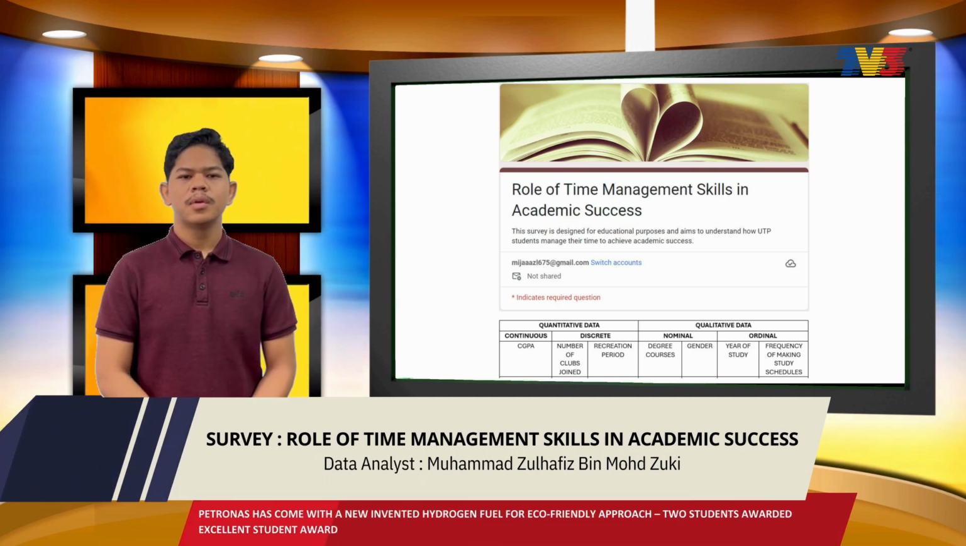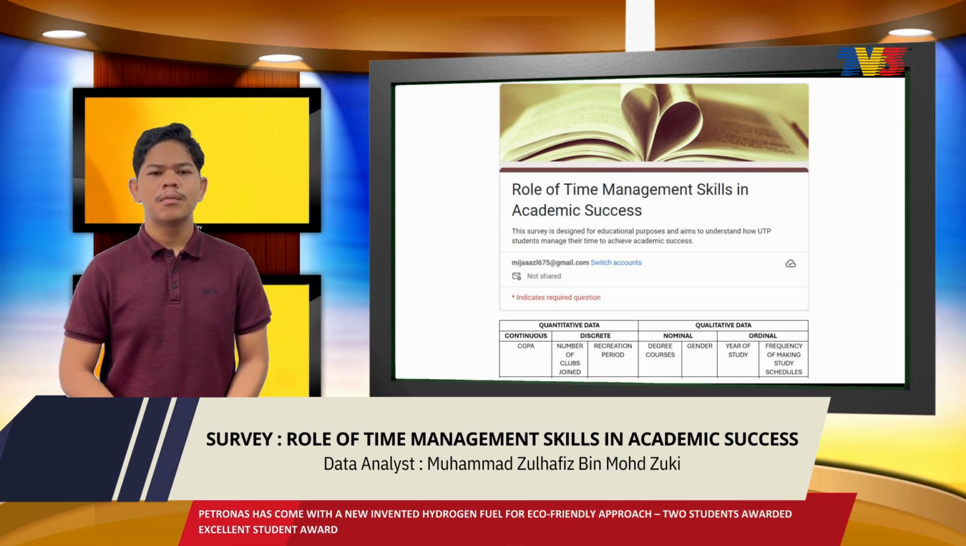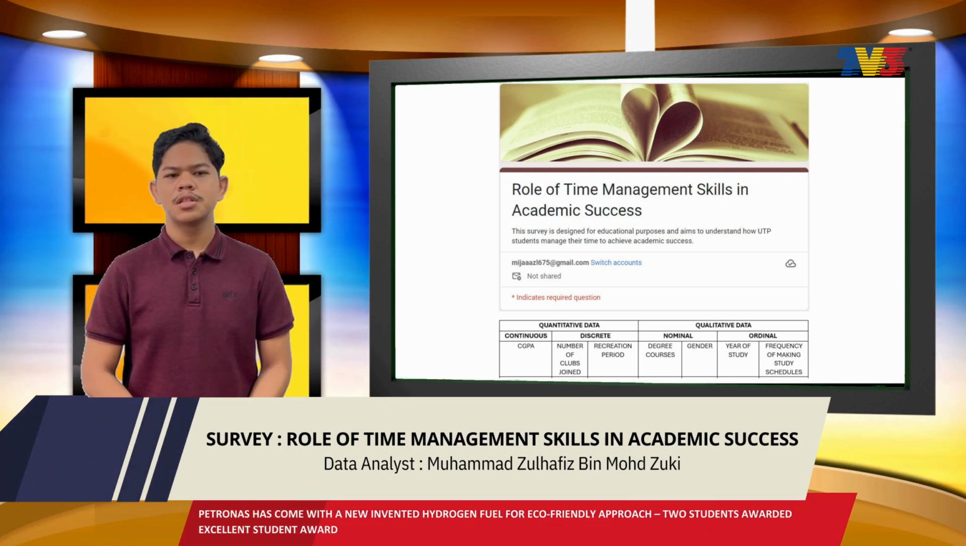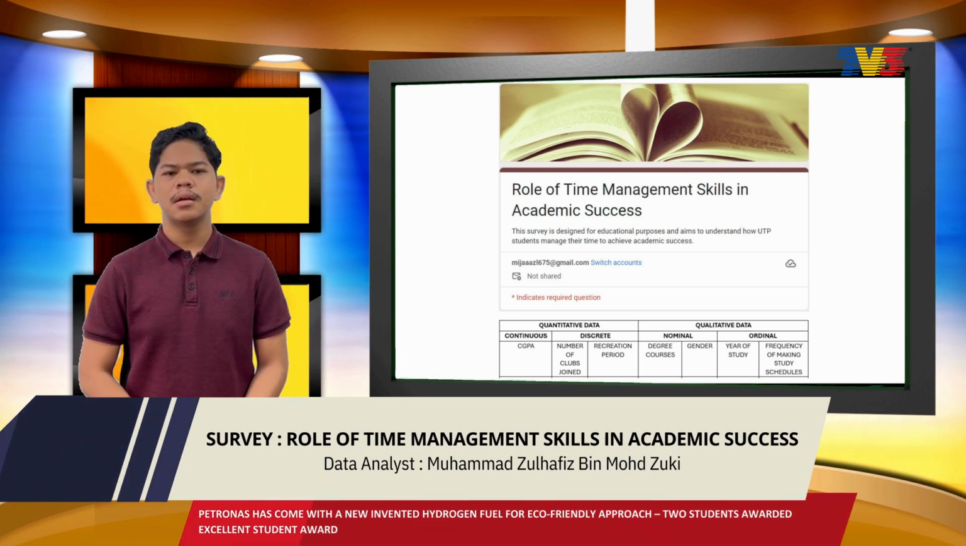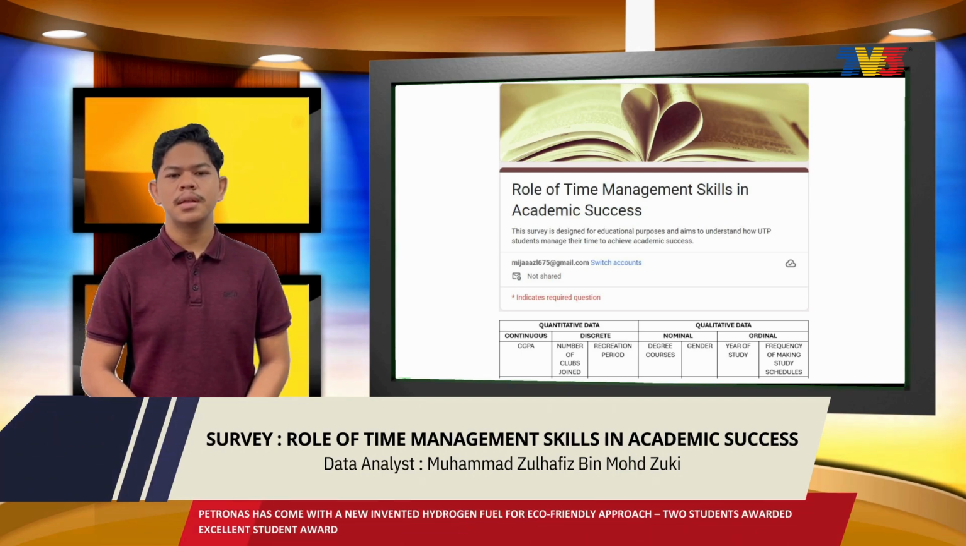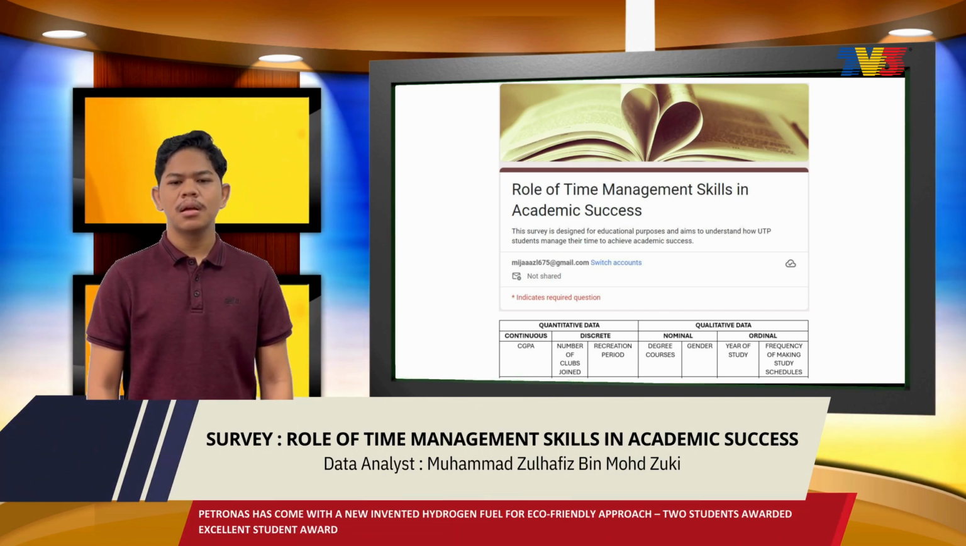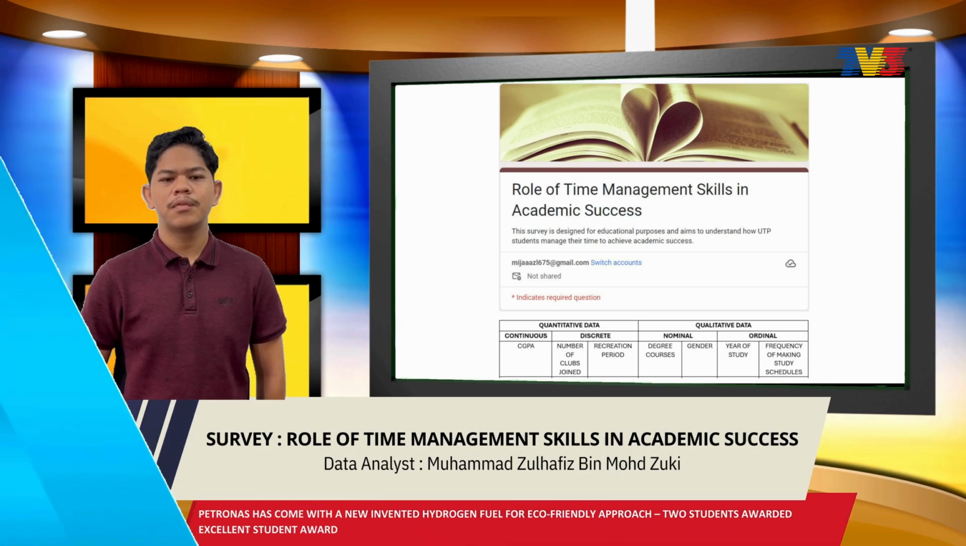In terms of qualitative data, we classify it into nominal and ordinal data. For nominal data, we collect information on respondent degree, courses, and gender. Besides, for ordinal data, we gather information on respondent year of study and frequency of making study schedules. This structured approach allows us to extract meaningful insight and visual representation of this data. That's it from me, over to our graphic specialists.